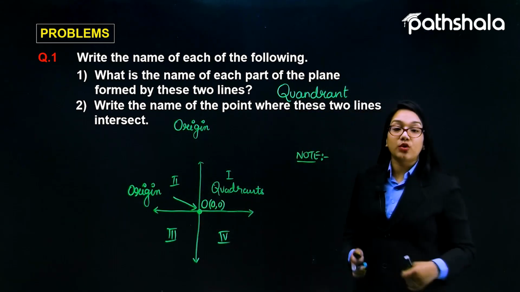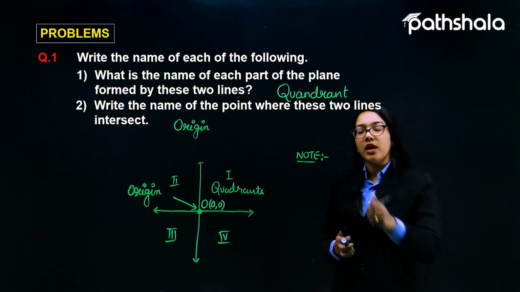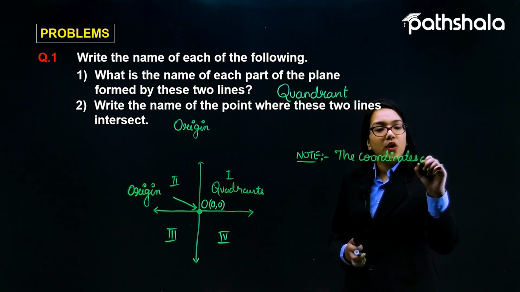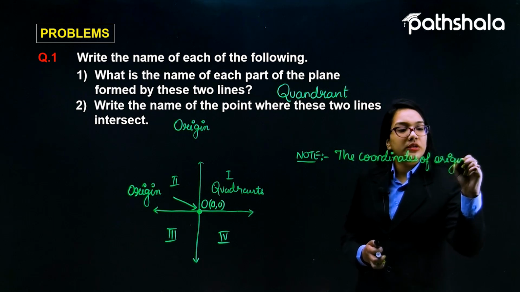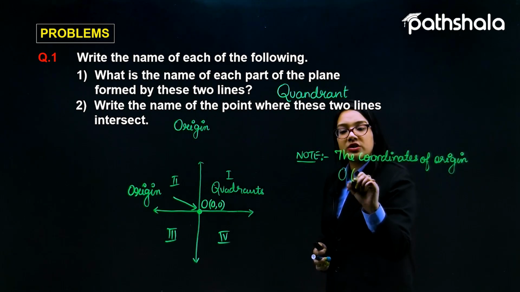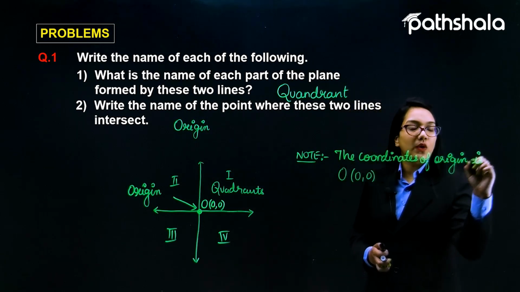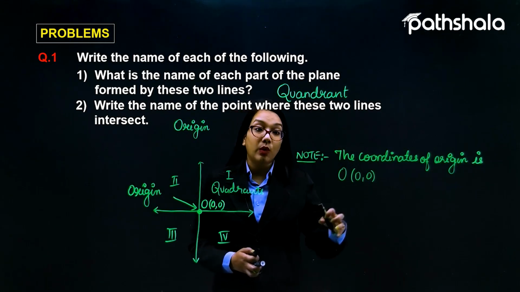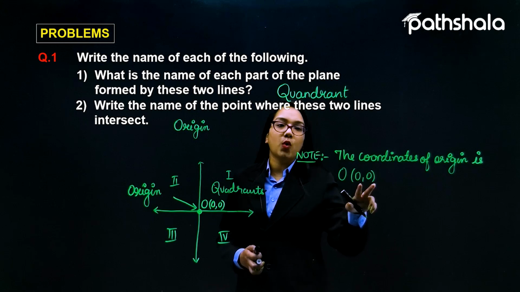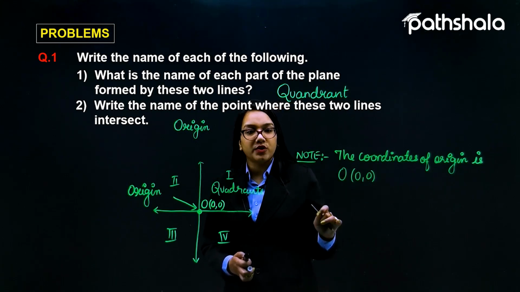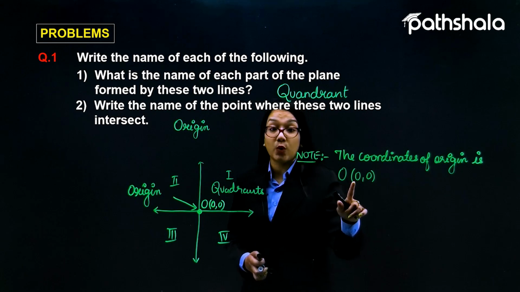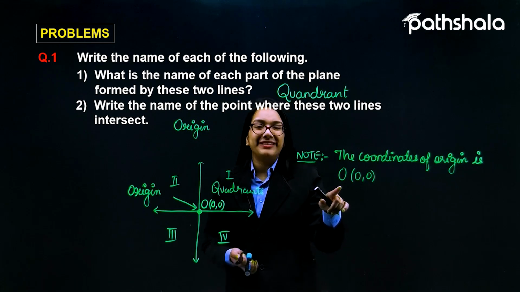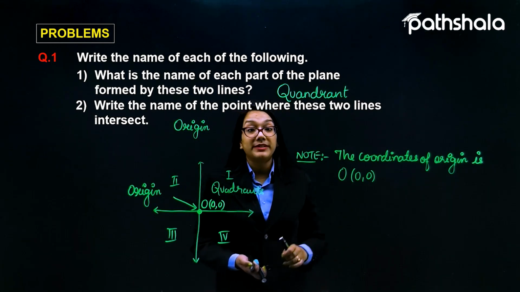So the ordinate will be 0, and the abscissa is always 0. Always remember the coordinates of the origin are always 0, 0, and we always denote it with a capital O. Always remember that the coordinates of the origin are always 0, 0, and we represent it with the capital O. Many times we call it zero as well, but always remember it is nothing but a capital letter O.